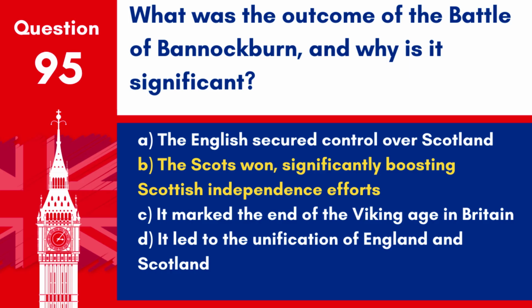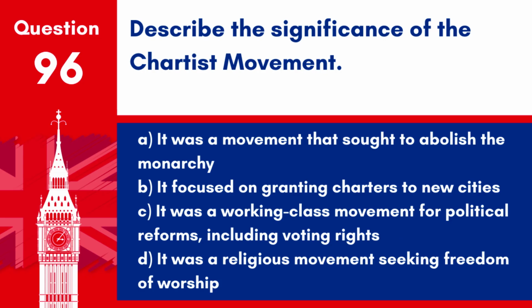The Battle of Bannockburn in 1314 was a decisive victory for Robert the Bruce against the English, pivotal in the First War of Scottish Independence. Question 96. Describe the significance of the Chartist movement. A. It was a movement that sought to abolish the monarchy. B. It focused on granting charters to new cities. C. It was a working-class movement for political reforms, including voting rights. D. It was a religious movement seeking freedom of worship. Answer: C. It was a working-class movement for political reforms, including voting rights.